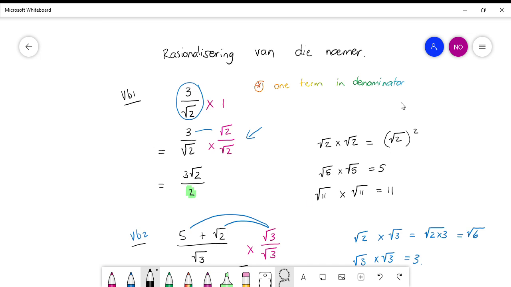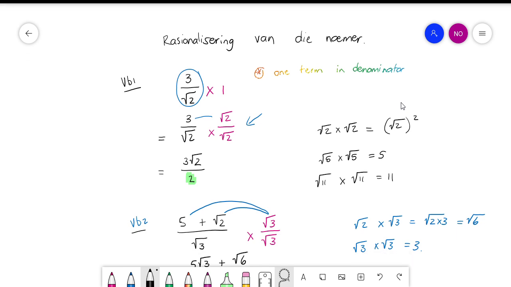Rationalization of the denominator. And I told you guys that today there's another way that you have to be able to do it. So the first one, which we did yesterday, is when you have a single term in your denominator. So sien julle, ons het een term in ons noemer. In this case, we only had that third form of 2 and here only the third form of 3.